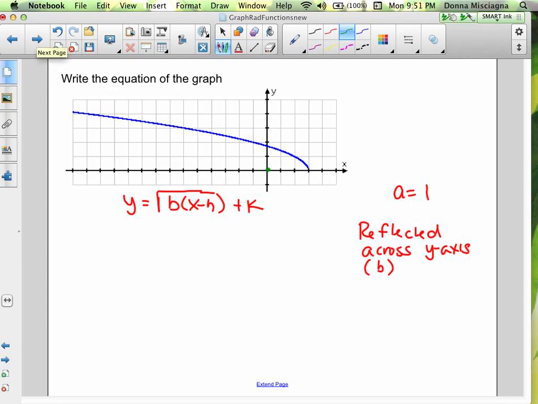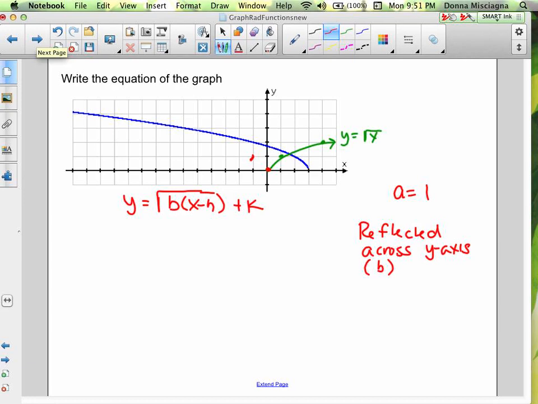All right. So let's graph our parent function. Right, and 2, 3, 4. All right. So here's our parent function, y equals the square root of x. All right, there's our parent function. If we reflect it, if b is negative 1, then we have this. Right?